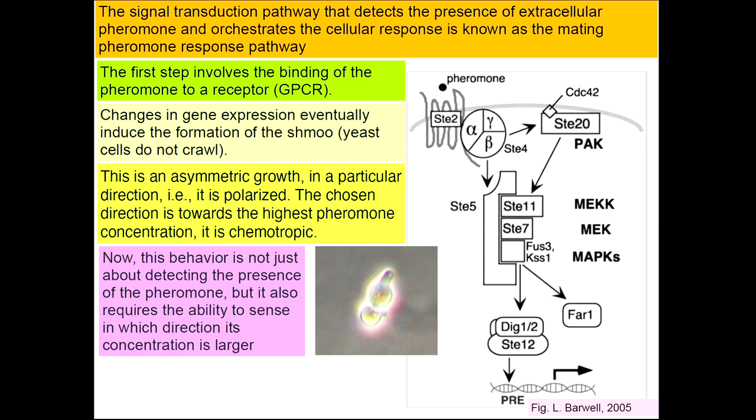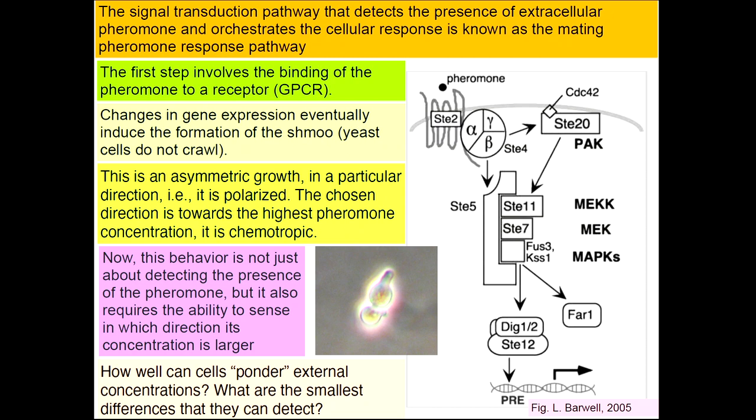And now, this is not just detecting that there is something in the environment that wasn't there. It's also pondering where it is at a larger concentration. So it's not exactly measuring concentration, but at least it's comparing concentrations. And so how do cells do that? In this case, they would have to measure the gradient across their own length, for example. And what are the smallest differences that they can detect through binding?